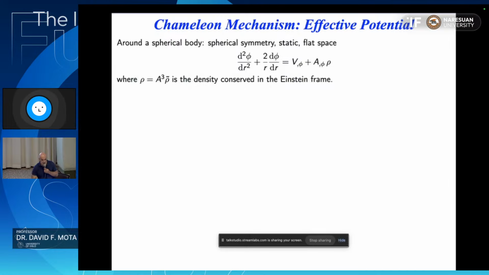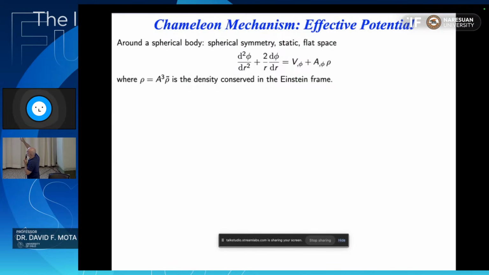And now, I told you that you will have a mass which will depend on the environment. So let me show you how this works. If you assume spherical symmetry, a massive object, and you assume it is static, so we can neglect the time derivatives, in flat space what you get, in spherical coordinates, is the equation of motion that you have seen before. Now it's a bit more general.